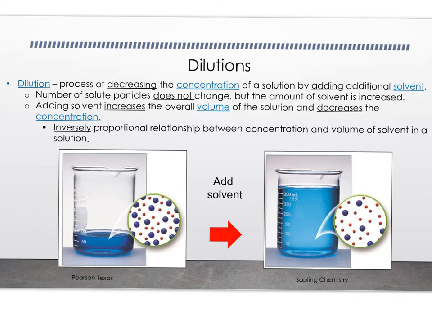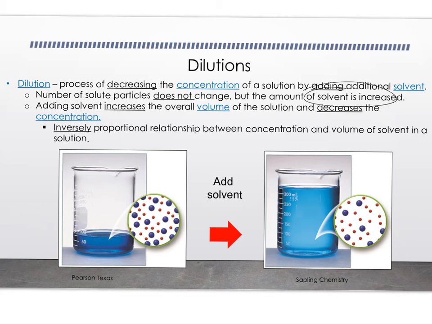Dilution is the process of decreasing the concentration of a solution by adding additional solvent. So for example, if your Kool-Aid or sweet tea is way too intense for your taste, you can add more solvent or water to make that taste go down a little bit. So all you're doing is adding more of your solvent to distribute the amount of solute that you have already in that solution. So you're not changing the solute particles, you're only changing the amount of your solvent. And you usually do that by increasing it.